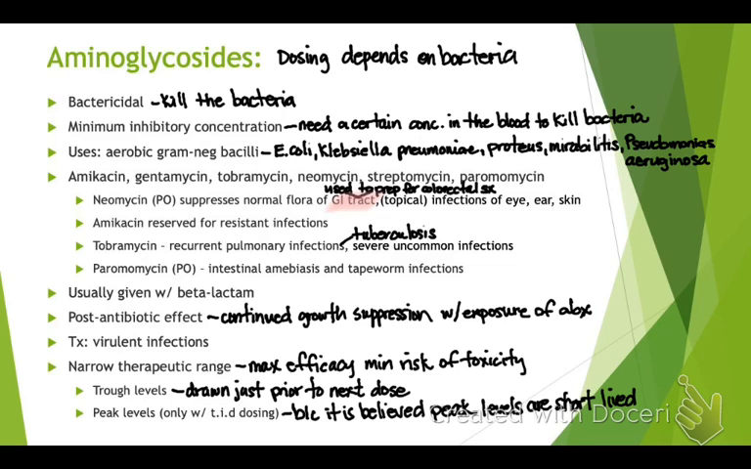Trough levels, again, are drawn just prior to the next dose, and peak levels only with TID dosing. So we only need to do peak levels with this class when we're giving it 3 times a day, because it is believed that peak levels are short-lived. And that would be one of the reasons why we don't do them for this class.